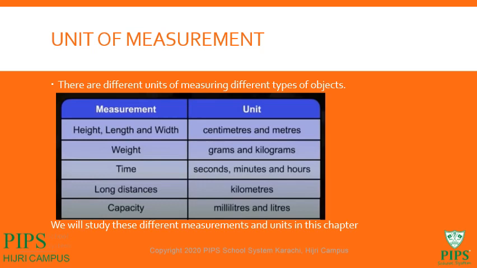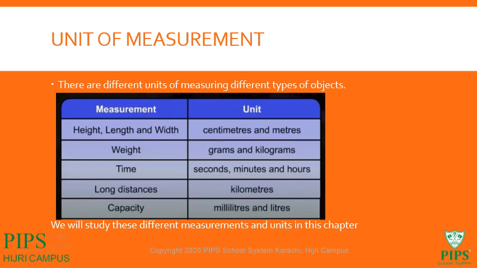For measuring height, length and width, we use centimeters and meters. These are the units of height, length and width. Similarly, how will we measure weight? We measure it in kilograms and grams. Now these kilograms and grams are the units for measuring any object.